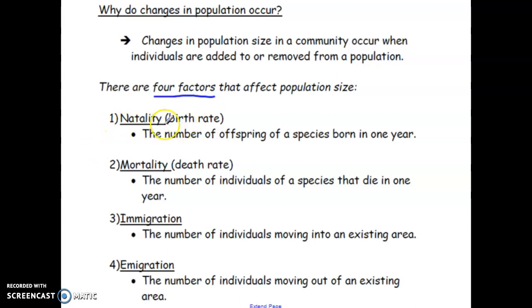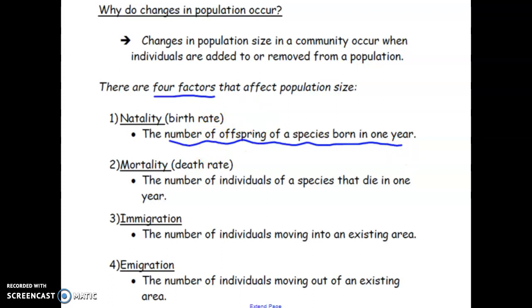So number one is the birth rate or the natality rate. Essentially, how many offspring are born to a species that year. So let's say, in the year 2020, how many rabbits are born on Earth, right? So we're talking about how many offspring are born in a particular year.